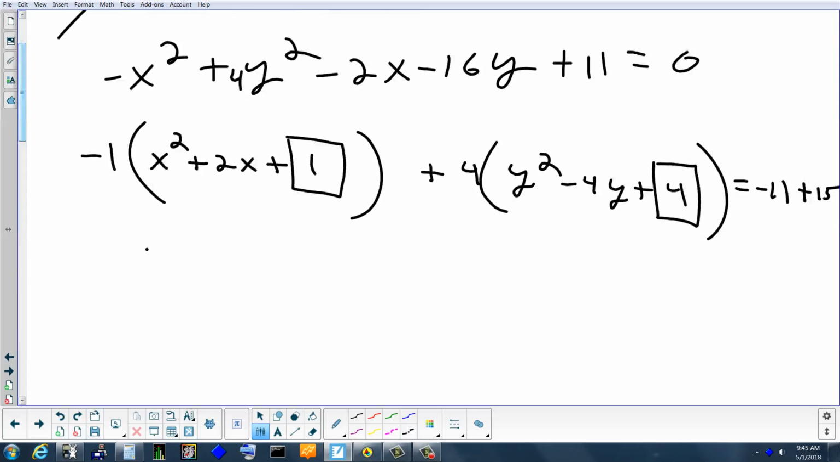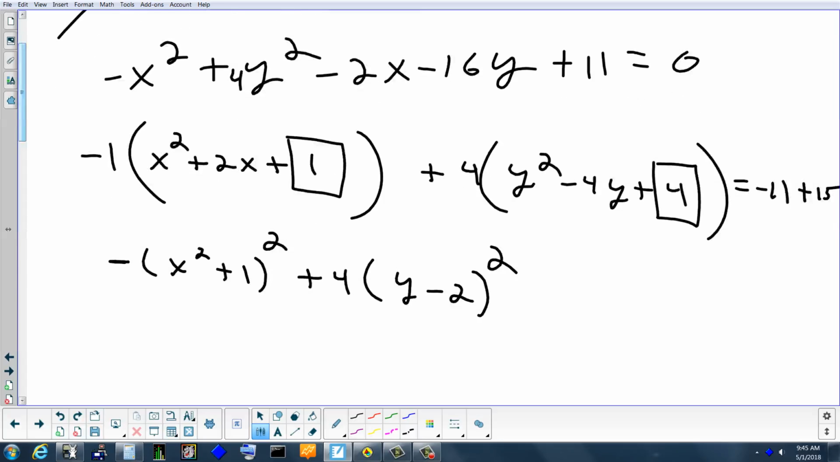Okay, we factor that. We get x squared plus 1 squared, but we have a negative in front. Well, we kind of talked a little bit about this, but we'll see what happens in a second. Plus 4 times y minus 2 squared equals 4. Okay, so 2 things that are wrong with that. Can someone tell me one thing that's not right?